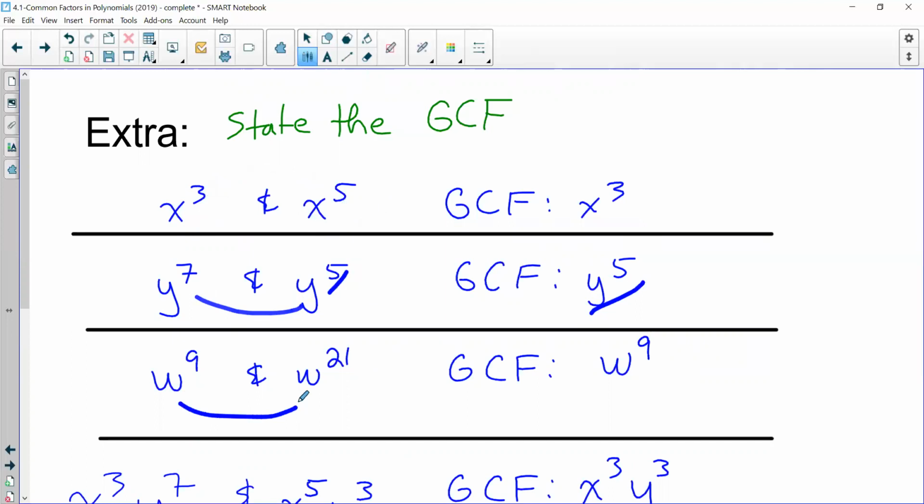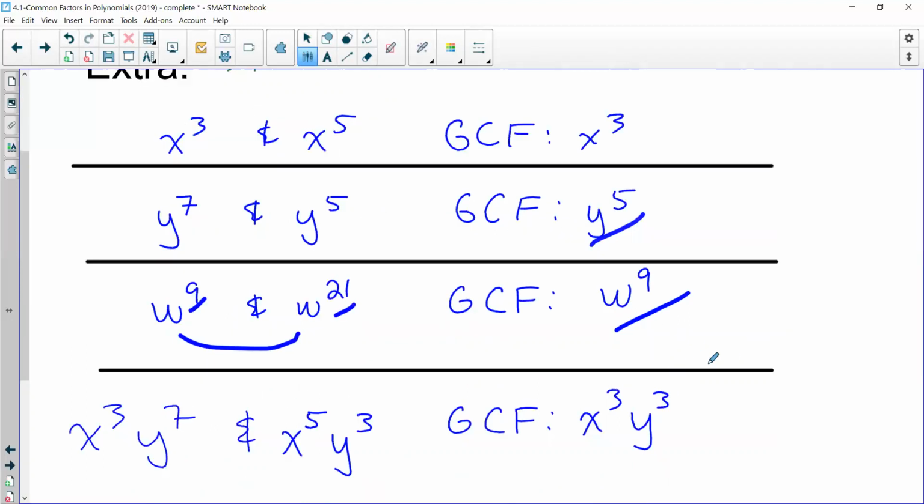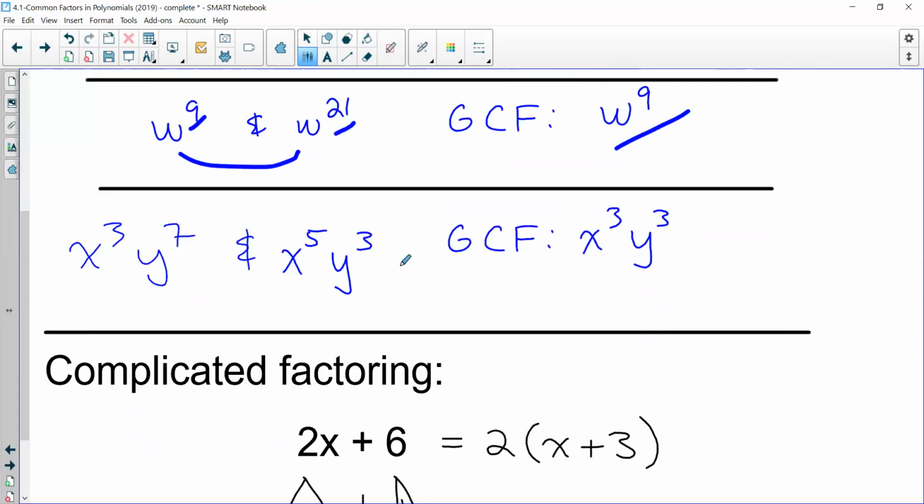Between these two, the lower number again produces the greatest common factor. This gets to be a little bit trickier, so you're looking for the lowest exponent for the x term, which is a 3. Hence, the x cubed is part of the greatest common factor.